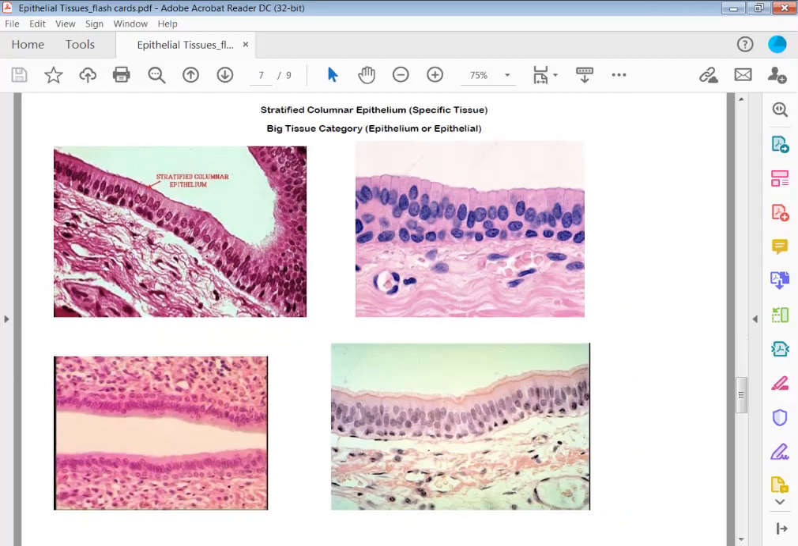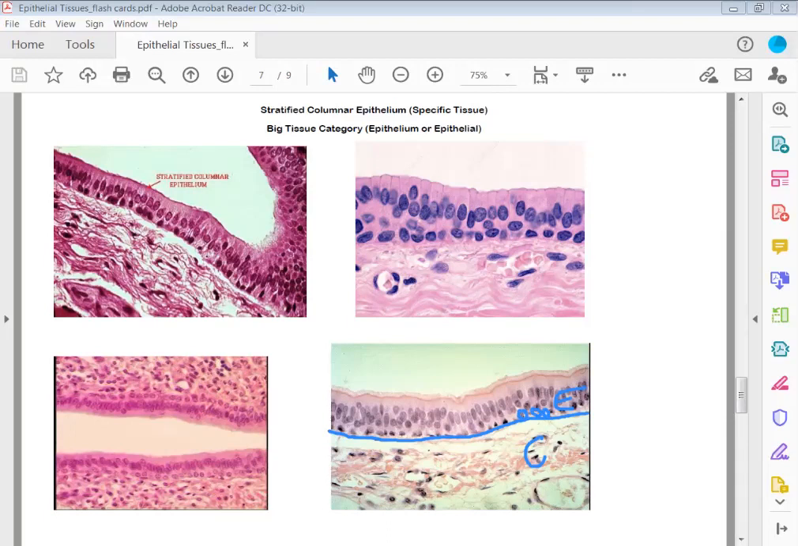This is stratified columnar epithelium. And in this one, we have some of the same structures that we've been looking at. Let's do this one down here. So right here, that dividing line, where you have the epithelial tissue up here and you have the connective tissue down here, that dividing line between the two, that structure is called the basement membrane.